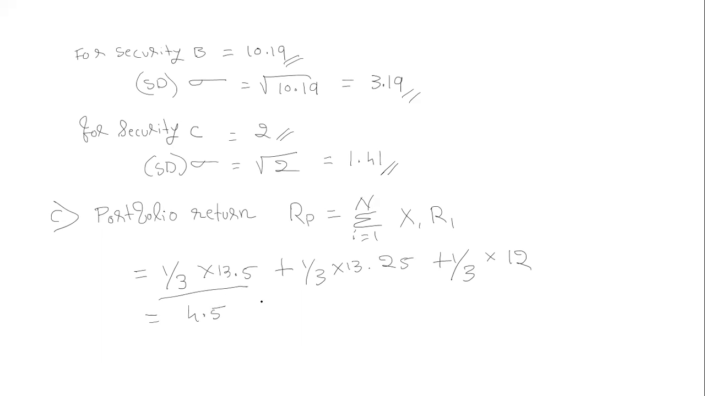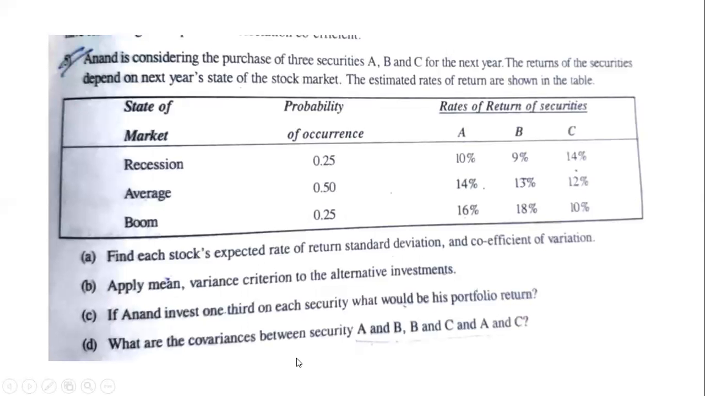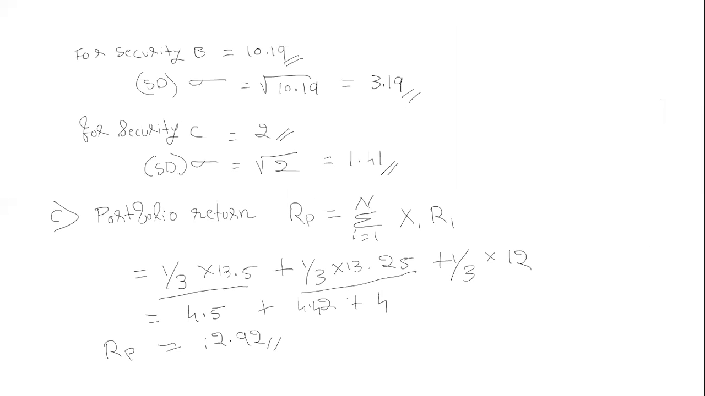So solving this, we get 4.5, plus solving this, we get 4.42, plus, and by this we get 4. So adding all this, 4.5 plus 4.42 plus 4, we get the value 12.92 as the portfolio return. Now going to the question D, what are the covariance between security A and B, B and C, and A and C. So calculating the covariance.